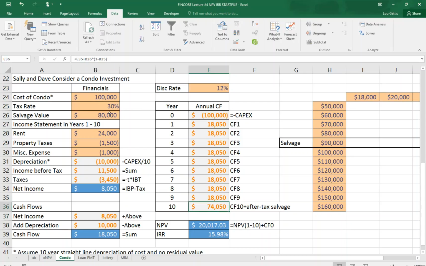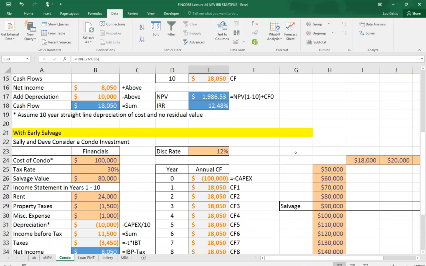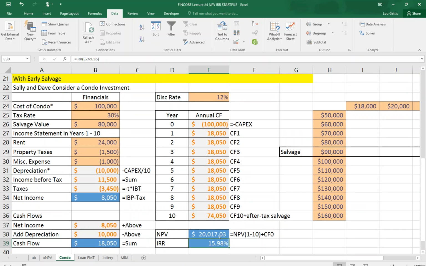Now, if it wasn't fully depreciated, I would only be taxed on the difference between the sale price, that's the salvage value, sometimes we call it, and the book value, where the book value is its cost minus how much has been depreciated. And we'll talk about those examples another time. So the condo looks like an even better investment, right? It's going to give me a 16% return.